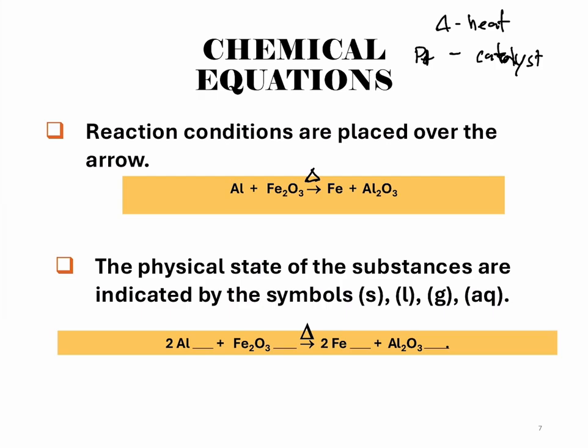So delta just means that heat is added to the reaction. Pt means catalyst. I'm trying to think if there's anything else that you might see. Those are really the only 2 that you're going to see, right? Are there catalysts present for the reaction, or is there heat?